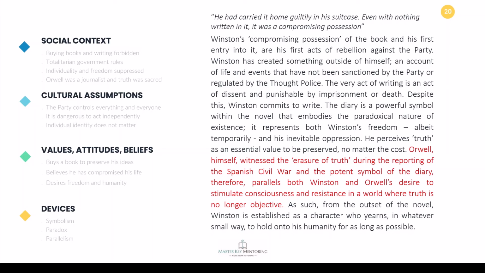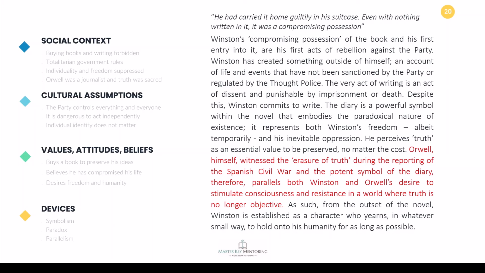Winston's compromising possession of the book and his first entry into it are his first acts of rebellion against the party. Winston has created something outside of himself, an account of life and events that have not been sanctioned by the party or regulated by the thought police. The very act of writing is an act of dissent and punishable by imprisonment or death. Despite this, Winston commits to write.